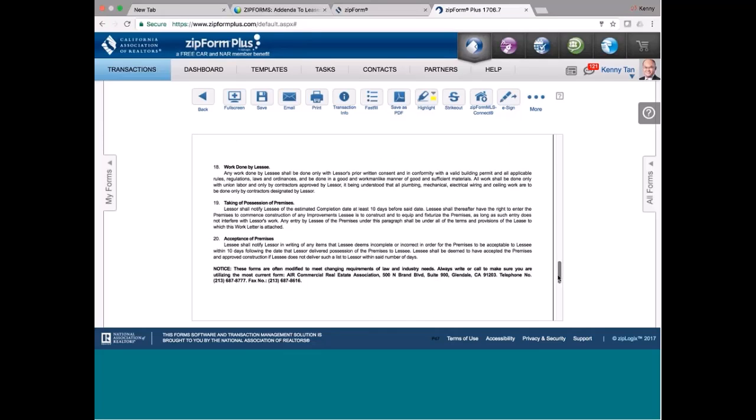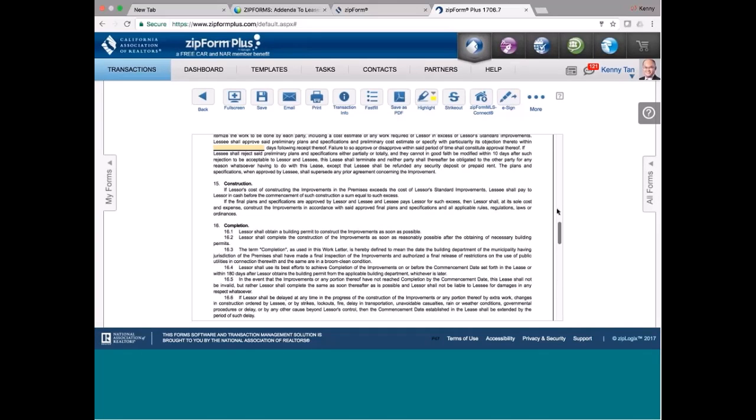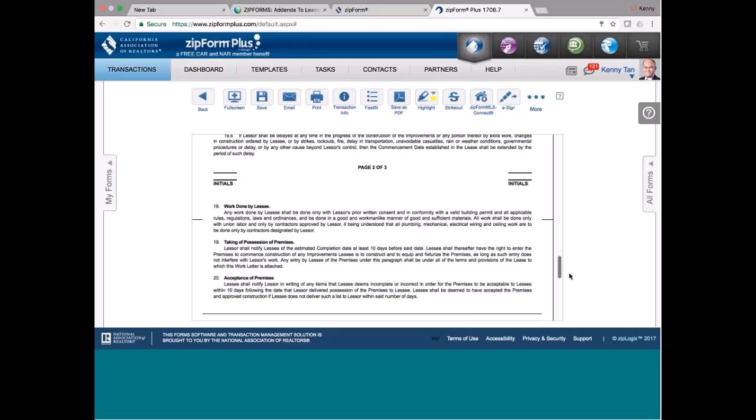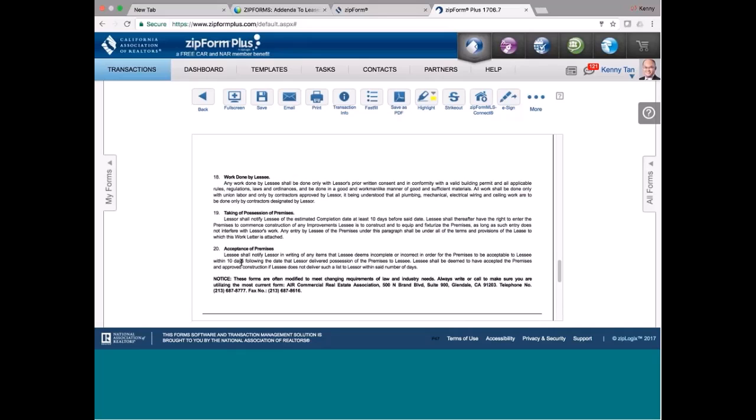Okay, and then these are just some standard provisions. Work done by lessee. Any work done by lessee shall be only with lessor's prior written consent. Acceptance of premises. It says here, lessee shall notify lessor in writing of any items that lessee deems incomplete or incorrect. So assuming that you have a good work letter, and once the work is completed, the tenant has to indicate within 10 days after the landlord delivers possession if they have any objections or anything that is incomplete or incorrect, and has to do so within 10 days. If the tenant fails to do that, then the tenant missed the opportunity to challenge the work.